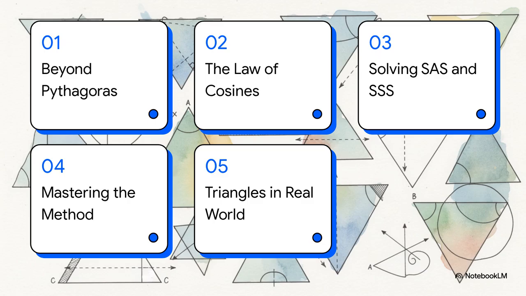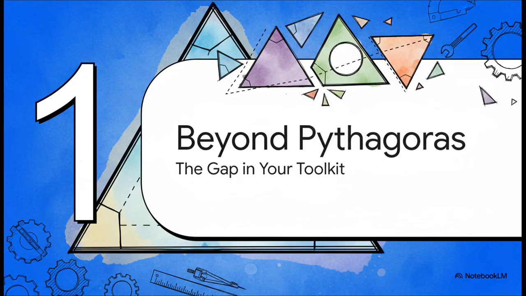So here's the plan. We'll kick things off by seeing why we even need this law, then we'll get into what it actually is. After that, we'll run through a couple of examples, talk about how to get really good at it, and wrap up with where you see this stuff in the real world. All right, let's jump right in.